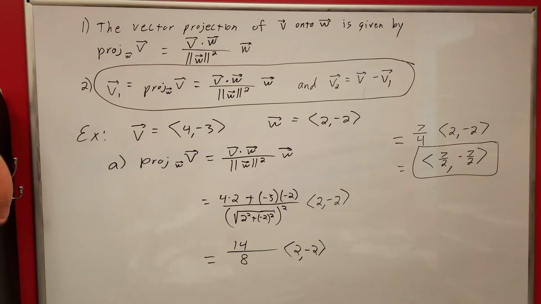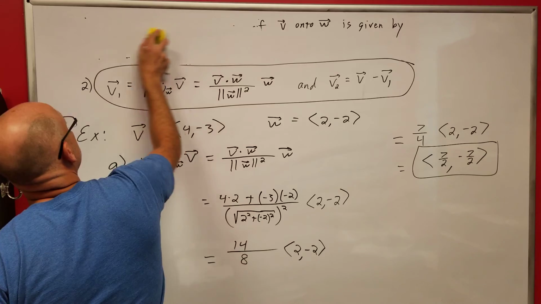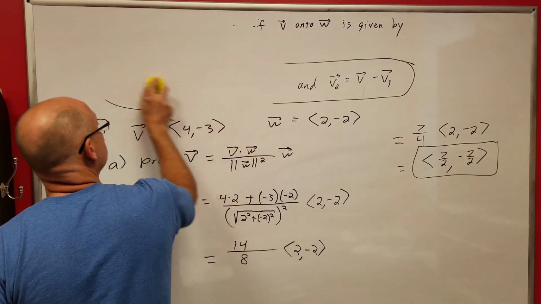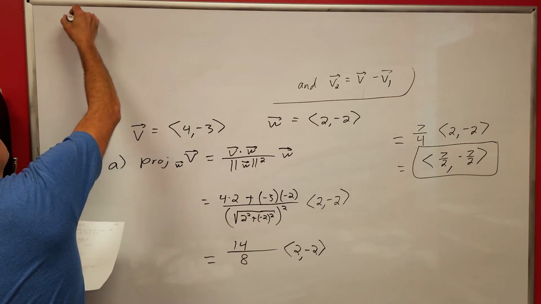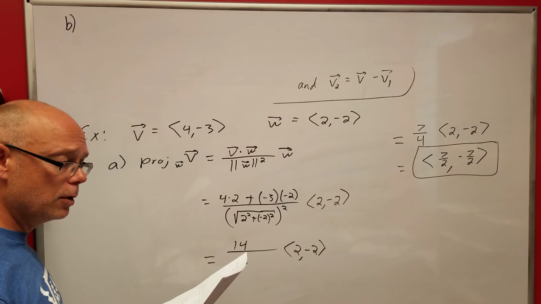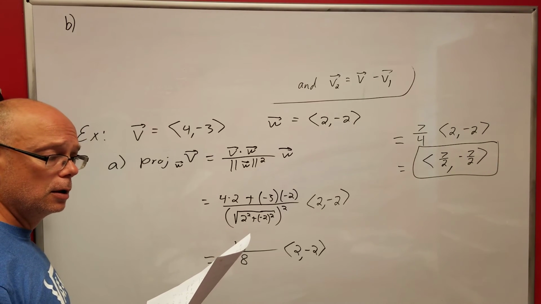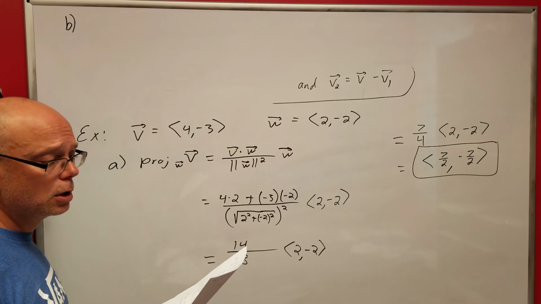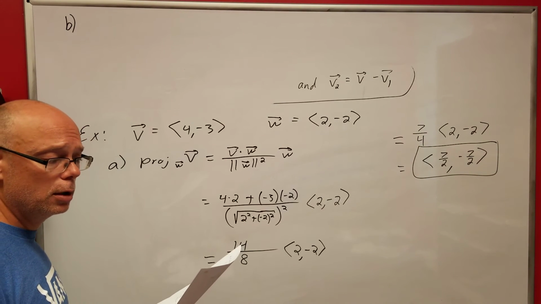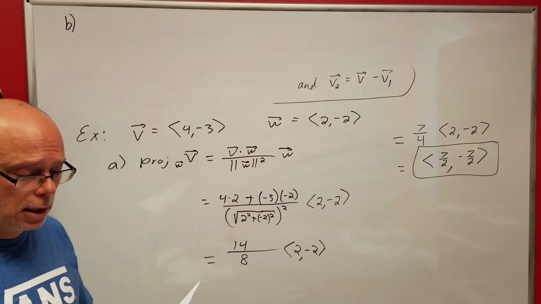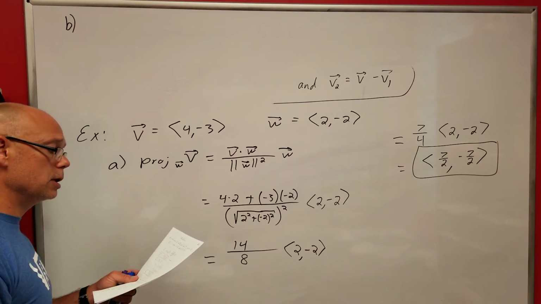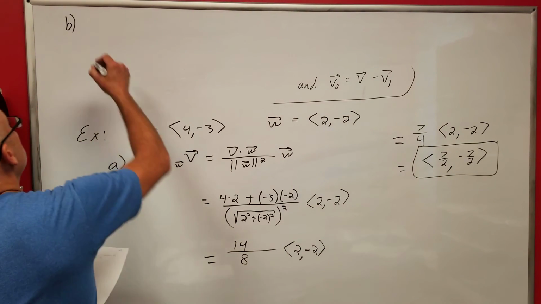Part B. Let's see what part B says. Let me erase some stuff here, and let's go into part B. Okay, part B says, find vectors v1 and v2 such that v1 is parallel to vector W, v2 is orthogonal to W, and v1 plus v2 is equal to v. Ooh, there's a lot of stuff. So find vectors v1 and v2 such that v1 is parallel to W.